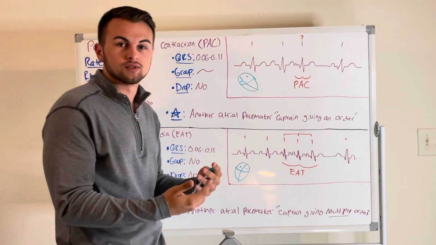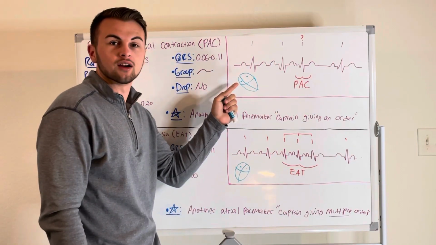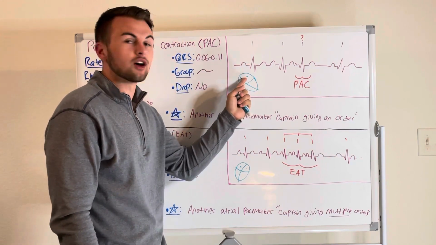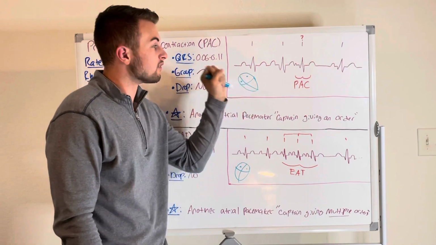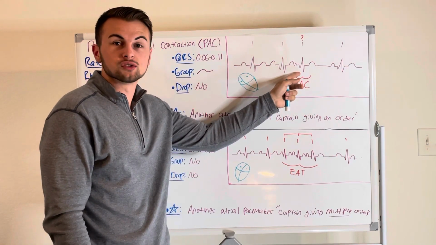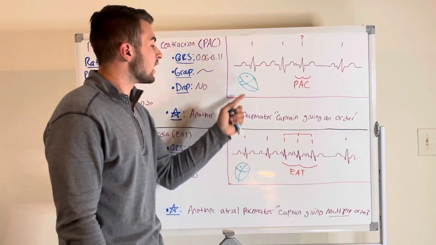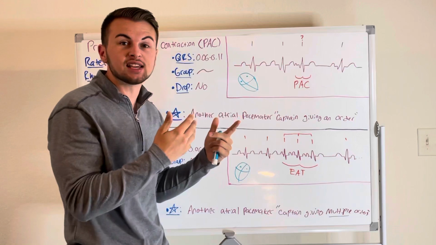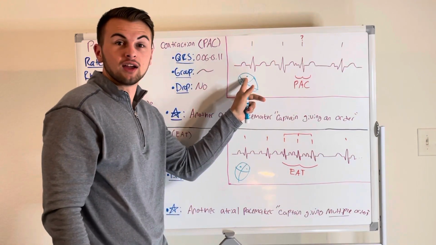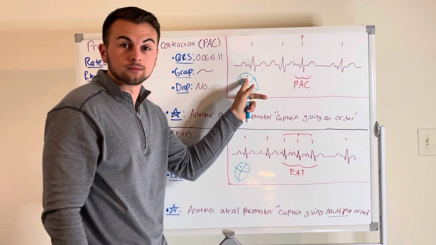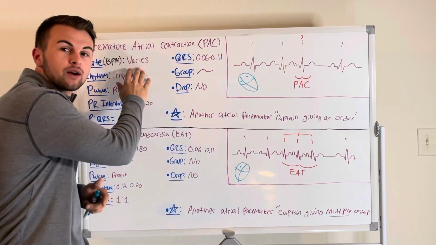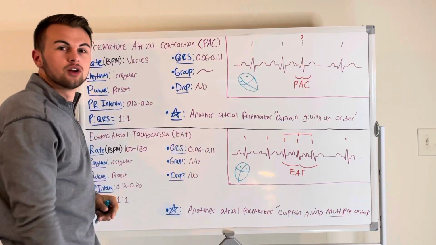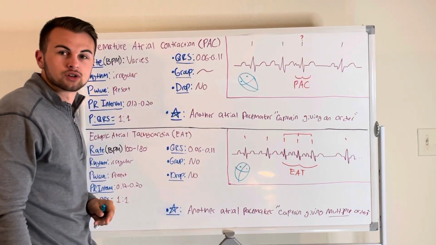So what is the cause of this? We know that our SA node is right here. The cause of a premature atrial contraction is that there is another set of pacemaker cells that fires a command, which results in a new complex. So if the SA node is usually the only captain at the top of our ship, then the PAC is caused by another captain in the atria who's trying to give an order. The rate will vary for this rhythm, and the rhythm is going to be irregular because of that extra unpredictable premature atrial contraction.